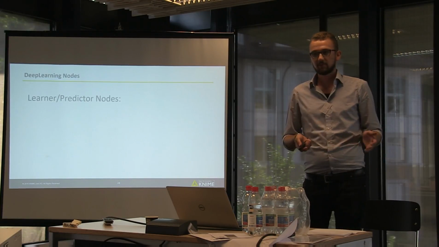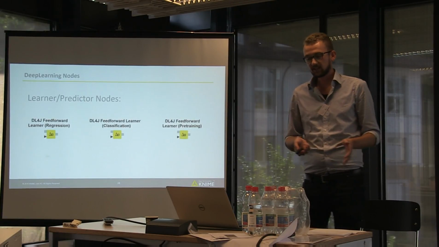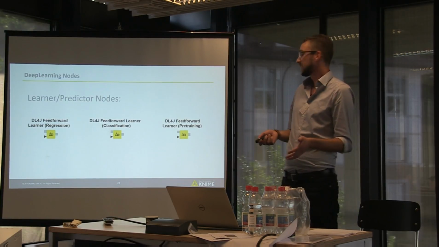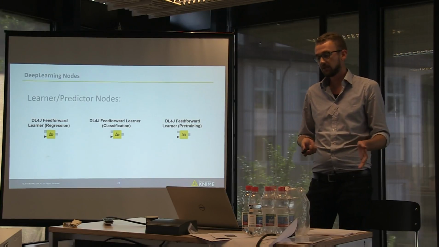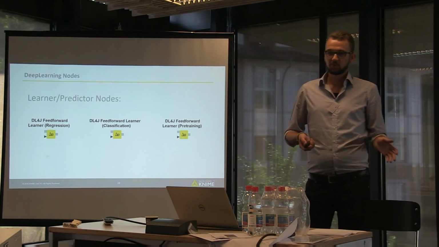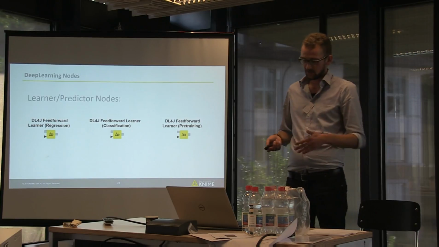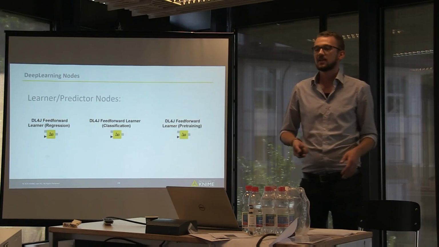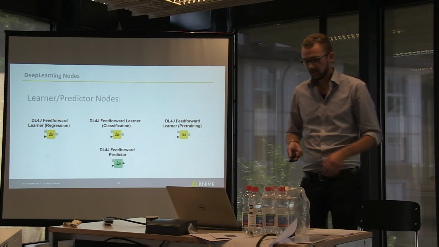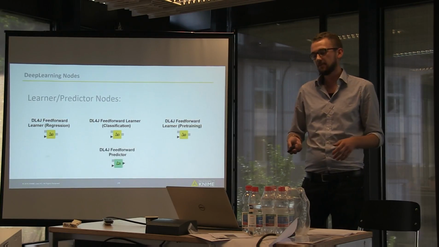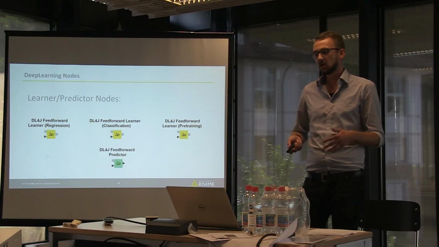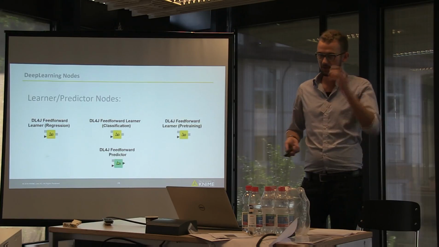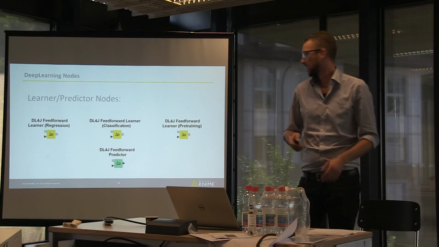So we have some learner and predictor nodes. The learner nodes are divided into three use cases. We have a node for regression, one for classification, and one which performs unsupervised pre-training of your network. The node you choose depends on the created architecture. And then for all these nodes we have one predictor node which creates the output of the network and is able, in the case of classification, to predict the class value.